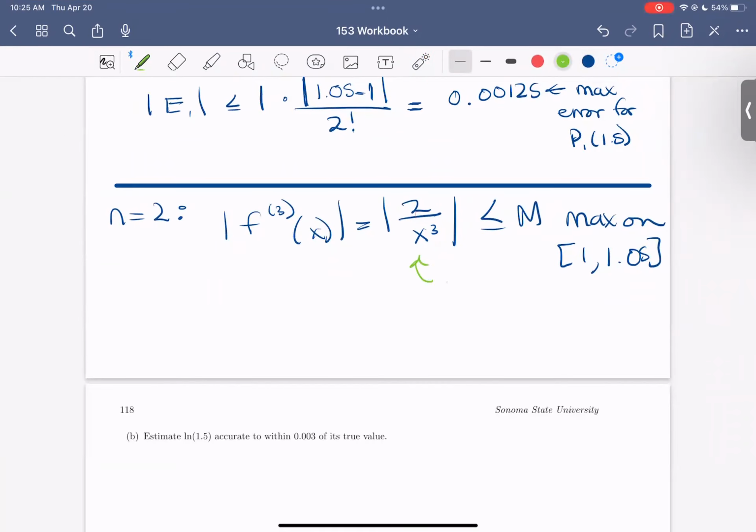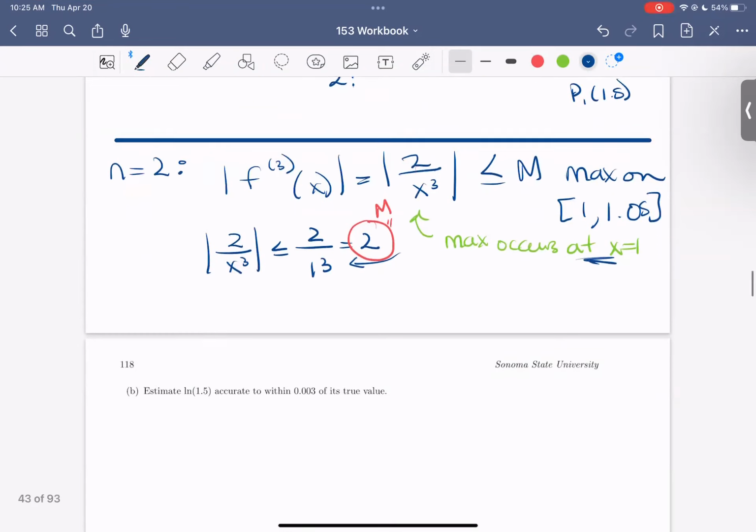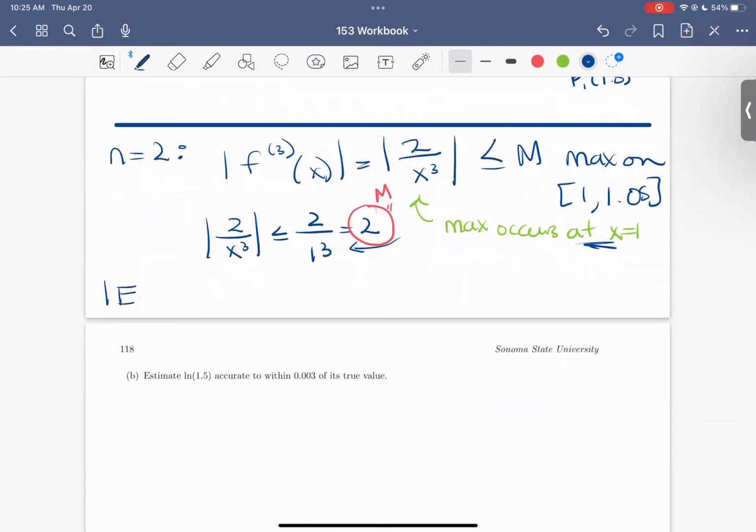So I'm going to write that down. Here, max occurs at x equals 1. Then we see that 2 over x cubed is going to be less than or equal to 2 over 1 cubed. Again, looking at when x equals 1. So that's just 2. So here M is equal to 2. All right, so now let's go ahead and compute that maximum error.